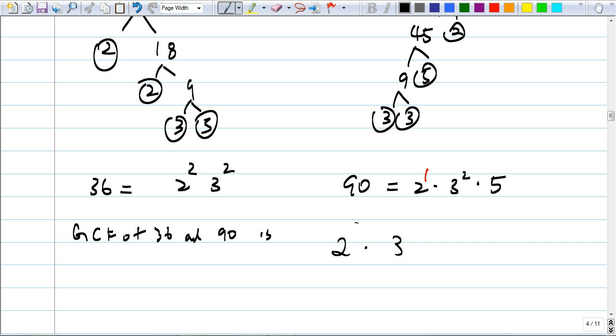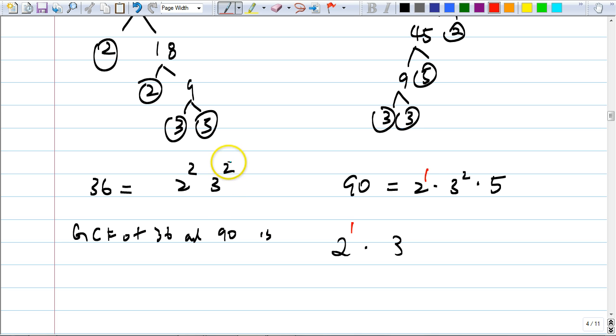Would 2 to the first go into both of them, or 2 to the second go into both of them? 2 to the first. Can I choose 2 to the second? No. Why not? It's not in 90. There's only one 2, right? So you have to write 2 to the first. Because we want to make sure it has to go into both of them. If I choose 2 to the second, it will not go into 90, would it? Does that make sense, guys? It would be too big, right?